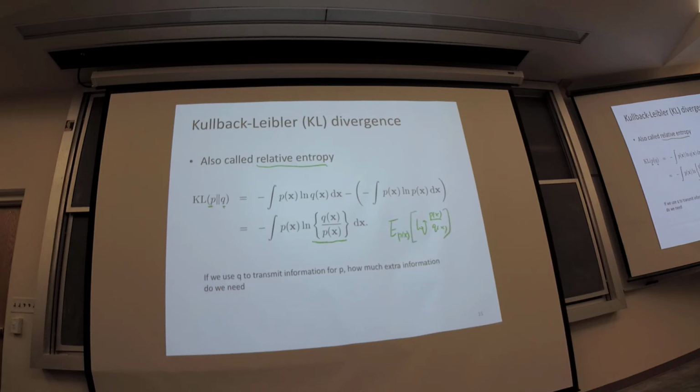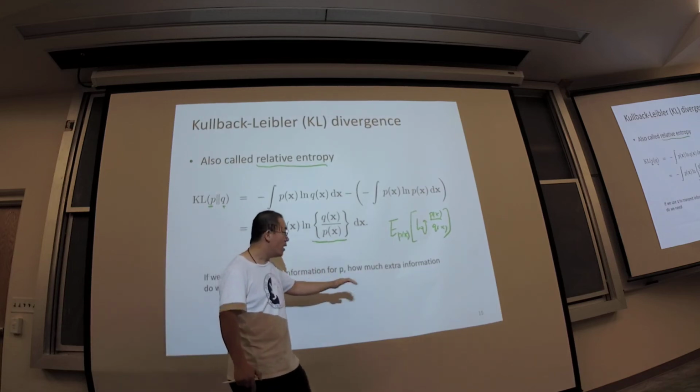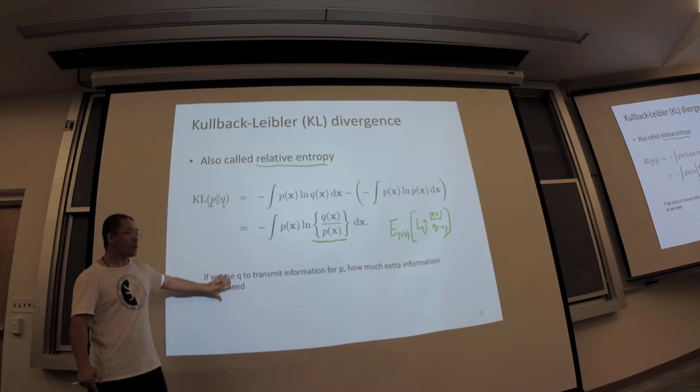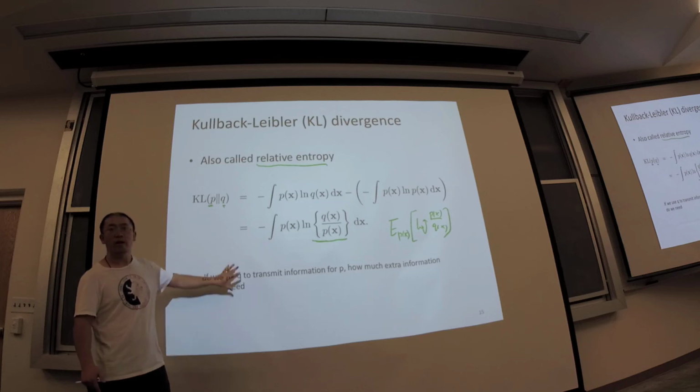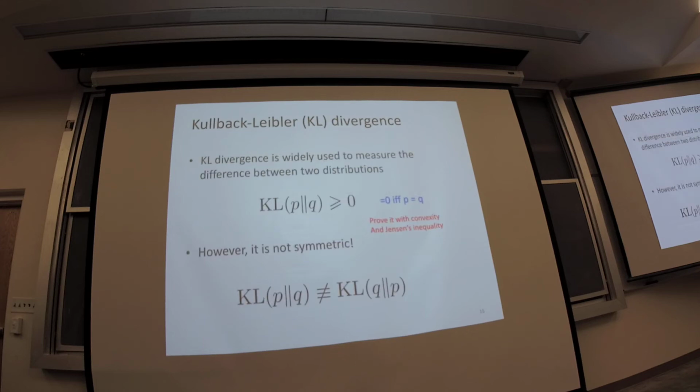So from coding theory, it basically says, okay, if we use Q to transmit information for P, how much extra information do we need? And you don't necessarily understand this statement. Just know there's such a statement. We do not care about it. What we care is that, first, KL divergence is always non-negative. And KL divergence is widely used to measure the difference, or in other words, similarity between two distributions.